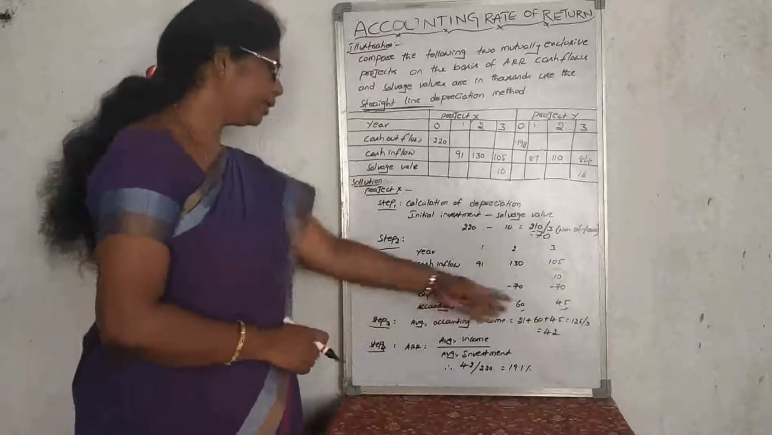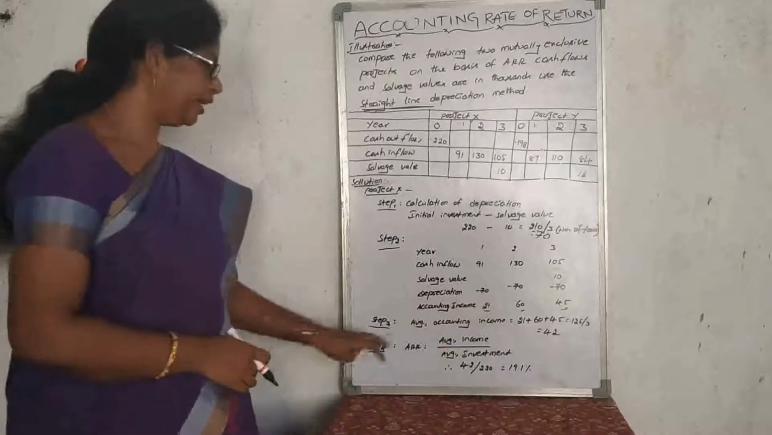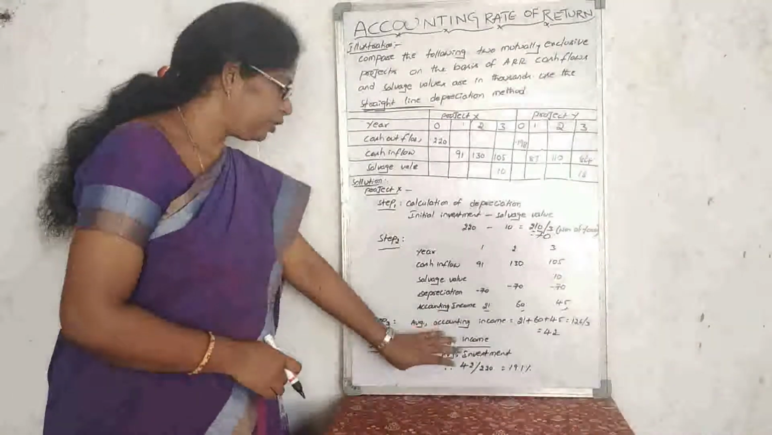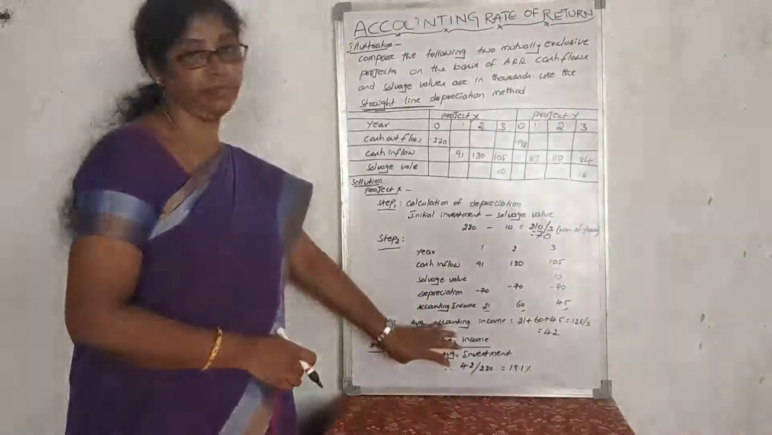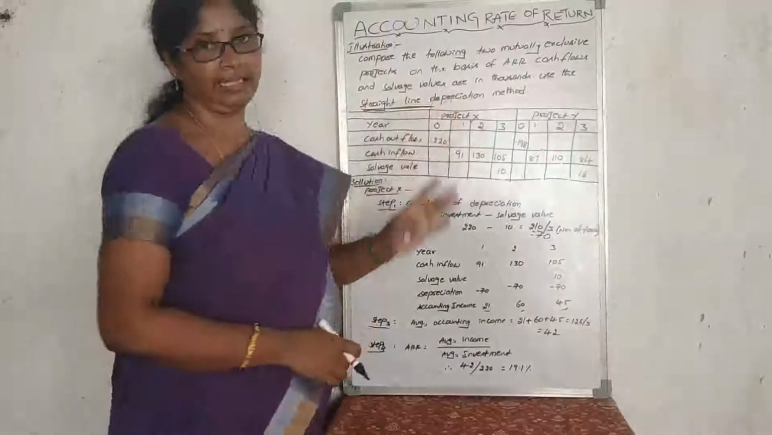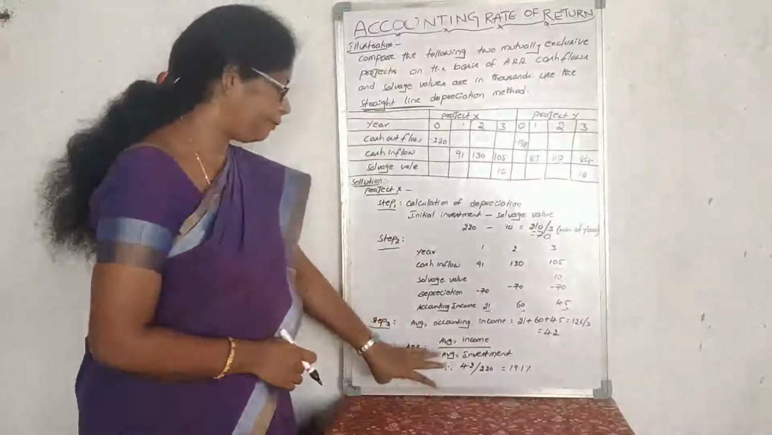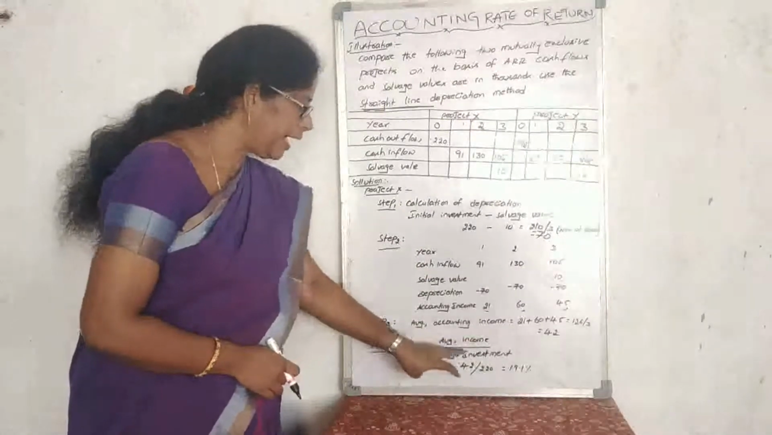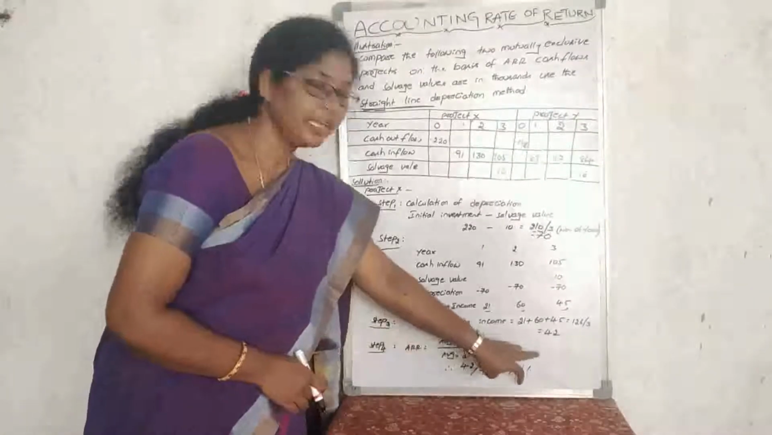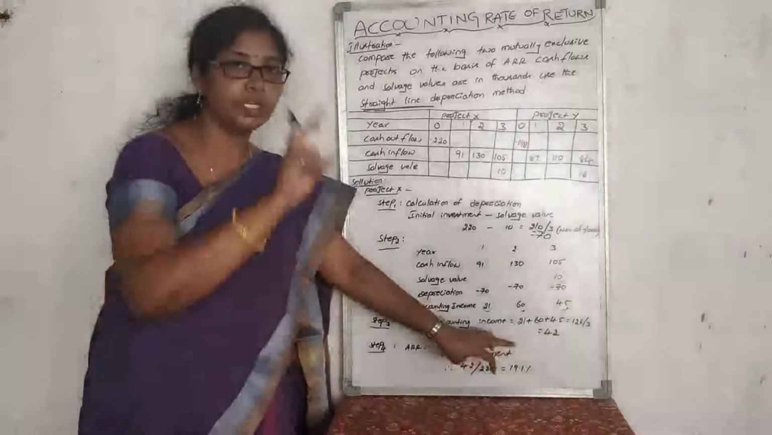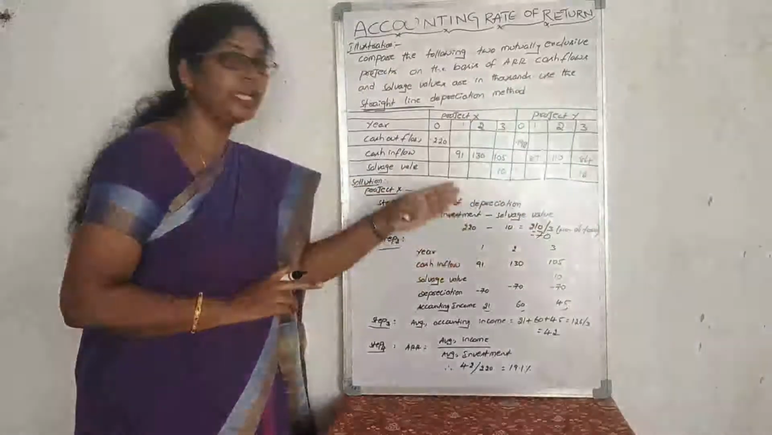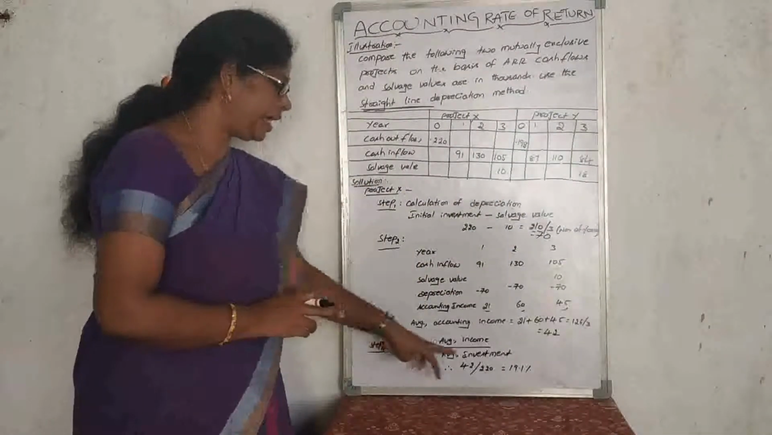So, coming to the average accounting income. Why do we need to calculate the average accounting income? If you want to determine the ARR, we need to use the formula. The actual formula is average income after taxes. But in the problem there are no taxes available. So that's why I have written the formula like this: average income divided by average investment. How can we determine the average investment? Investment value divided by 2. Why do we need to mention 2? Beginning value of the investment plus ending value of the investment divided by 2. Based on that we can determine the average investment.